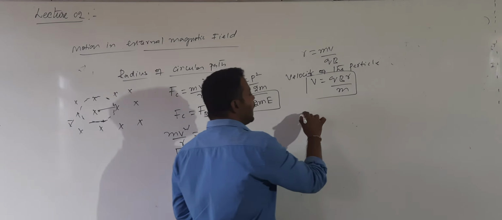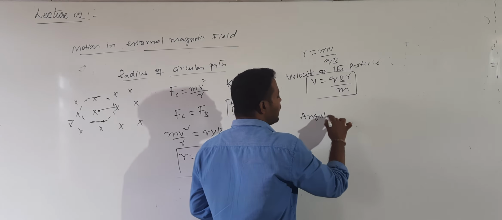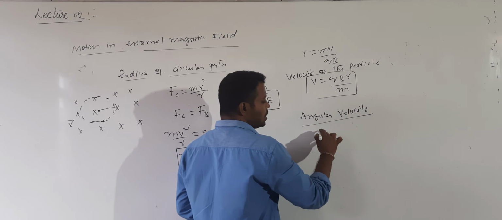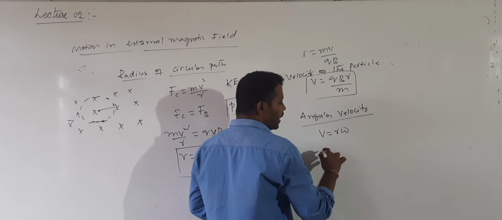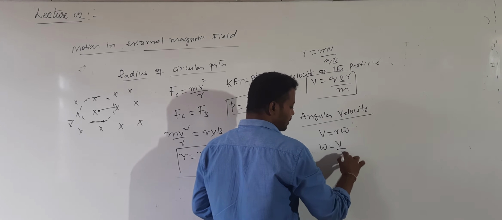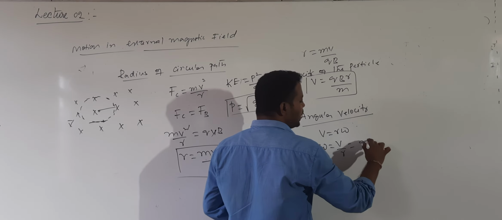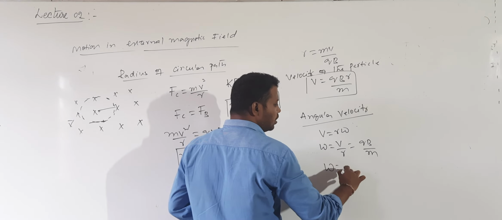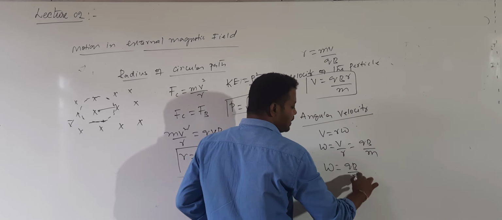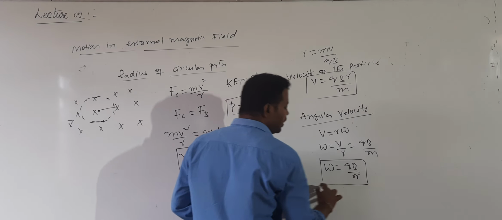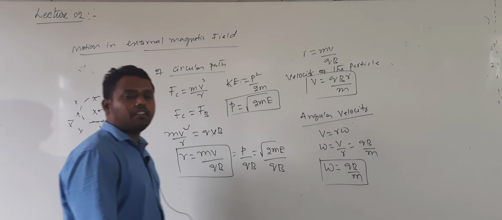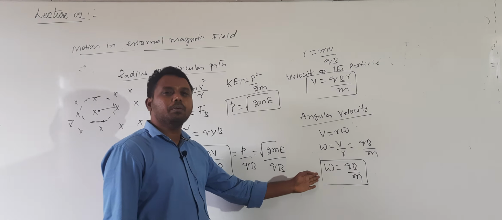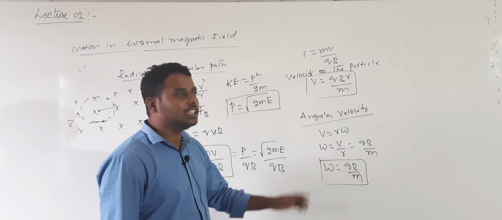If I want to calculate the angular velocity of rotation of the particle, the relation is v is equal to r into omega. Omega is v by r. We know the v value, which is q into B by m times r. So omega is equal to qB by m. This angular velocity does not depend upon velocity. It does not depend upon the energy of the charged particle.